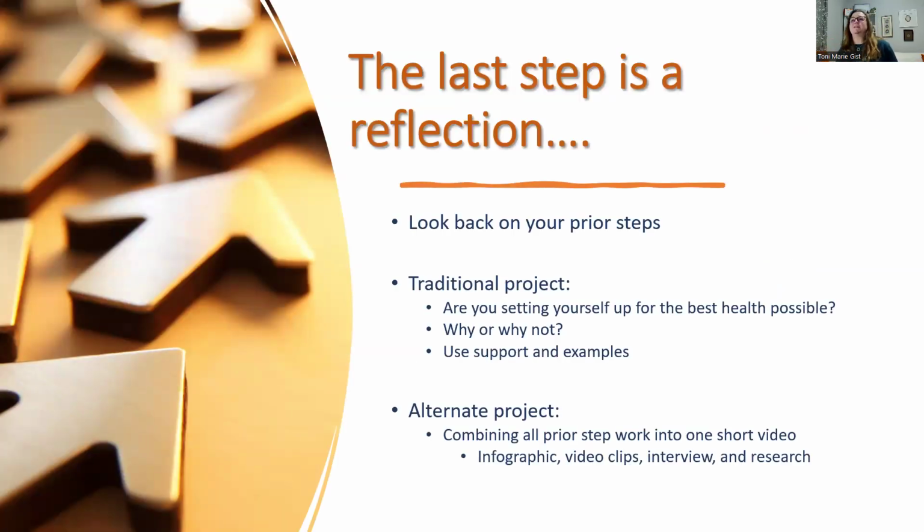And as you get to the very end of the project, the last step is a reflection. So that step 12 is a look back on your prior steps. So it is really important that you close that feedback loop. The traditional project is going to ask you, are you setting yourself up for the best health possible? Why or why not? Use support from reputable sources and examples from your life. With an alternate project, throughout the other 11 steps, you will have made a little infographic. You will have gotten video clips, you will have interviewed someone, and you will have researched the topic. So you're going to be combining all that prior step work into one short video and submitting it to us.